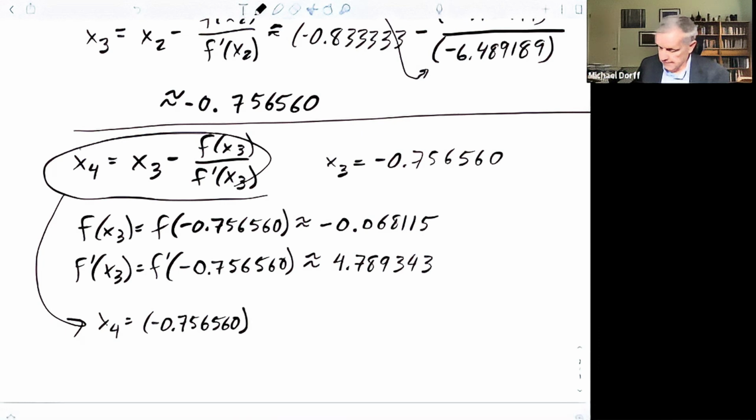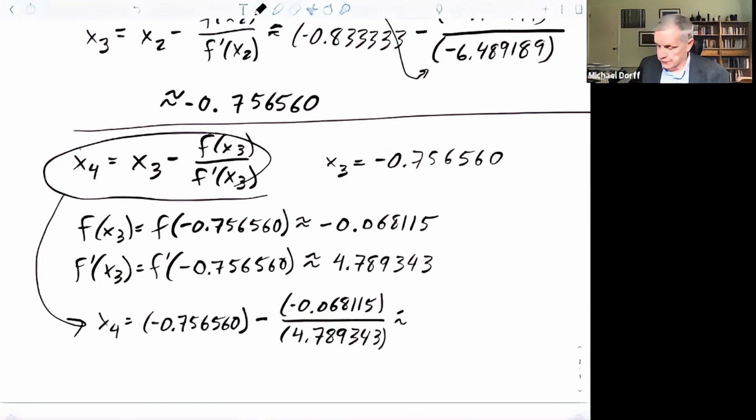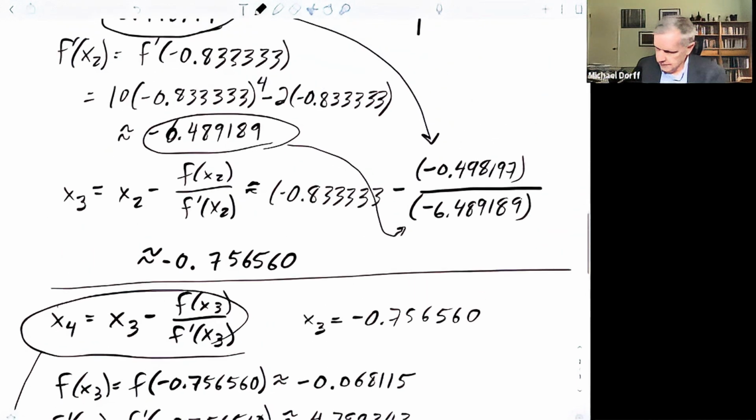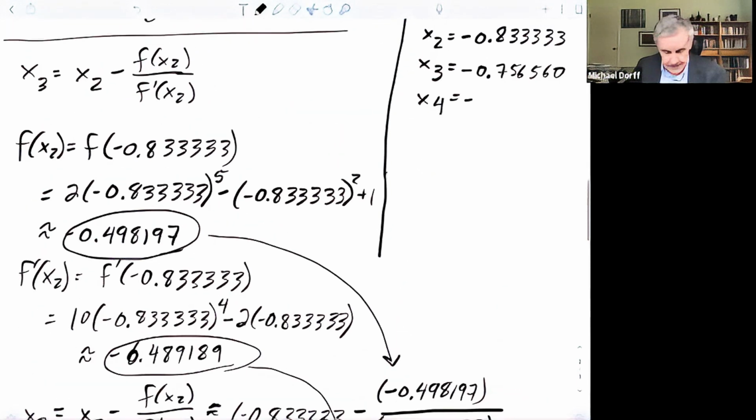So then x4 is going to equal, using this formula here, negative 0.756560 minus negative 0.068115 over 4.789343, which again, using the calculator, I get negative 0.742338. So let me put that back up here. X of 4 was negative 0.742338. I have one place past the decimal that connects. That's the first place, but not all 6. So I have to keep going again.